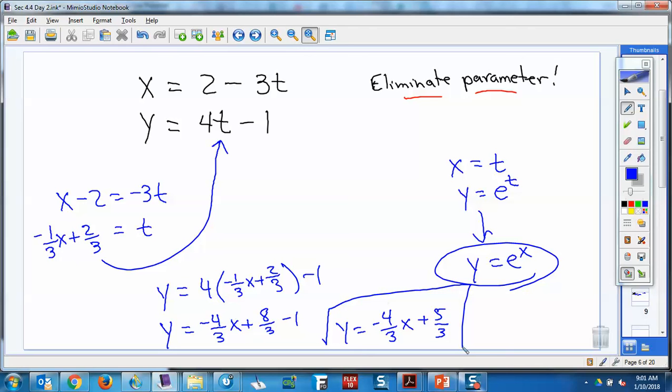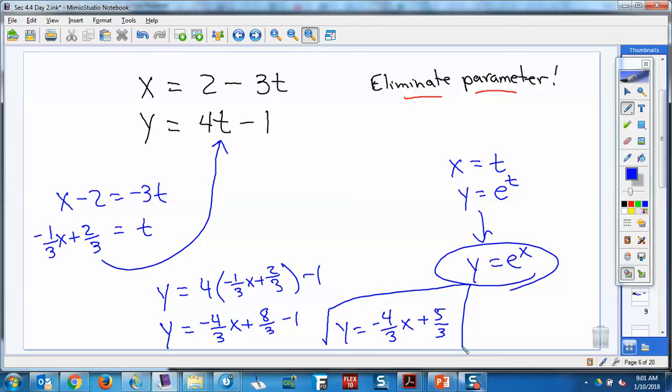But then it would just be a piece of that line depending on what you set for your t values. Okay, so it'd be a line segment. You'd get a segment of this line right here. Okay, but eliminating the parameter is saying, okay, take this equation.